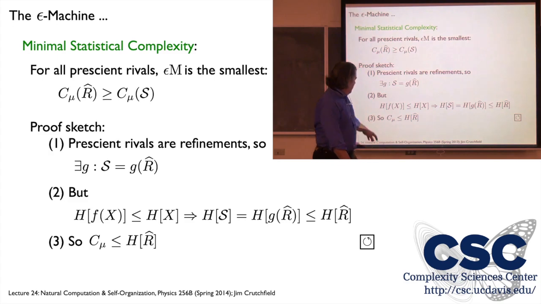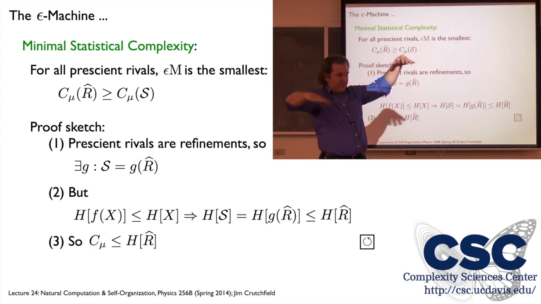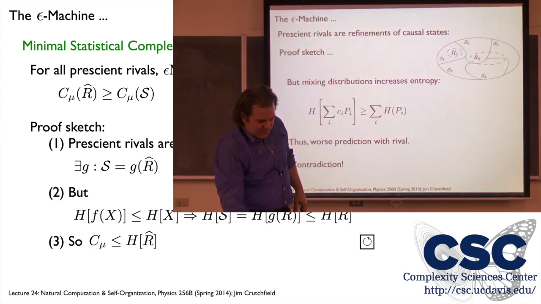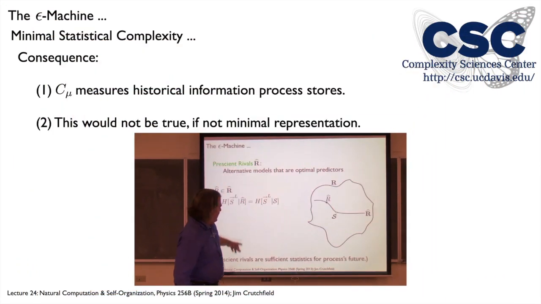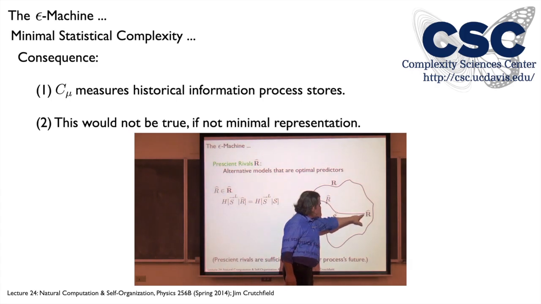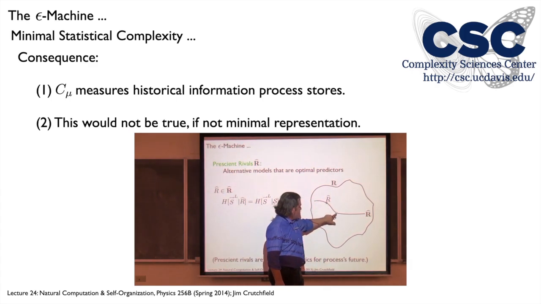So the epsilon machine size, the statistical complexity, or the state information, is less than or equal to that of any other equally predictive model. So within that subspace, these are all the equally predictive prescient rivals, and this one, the epsilon machine, is the smallest.